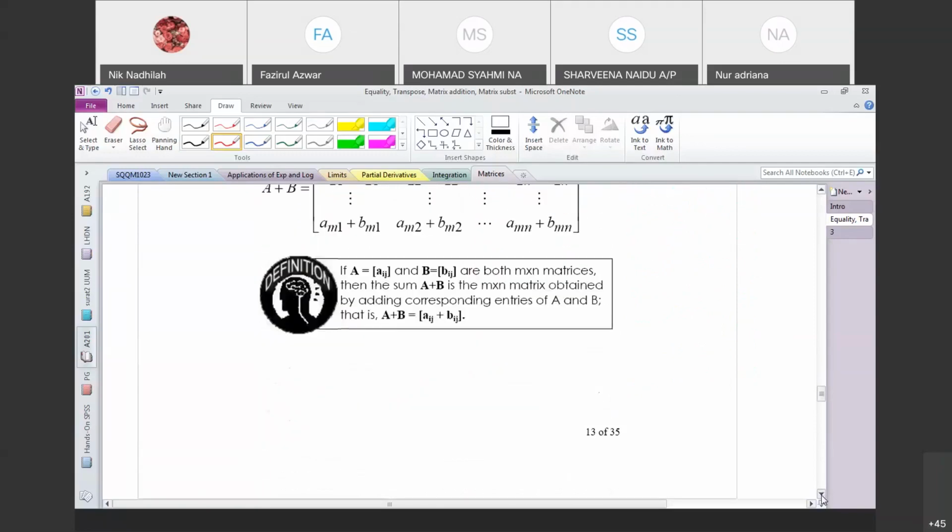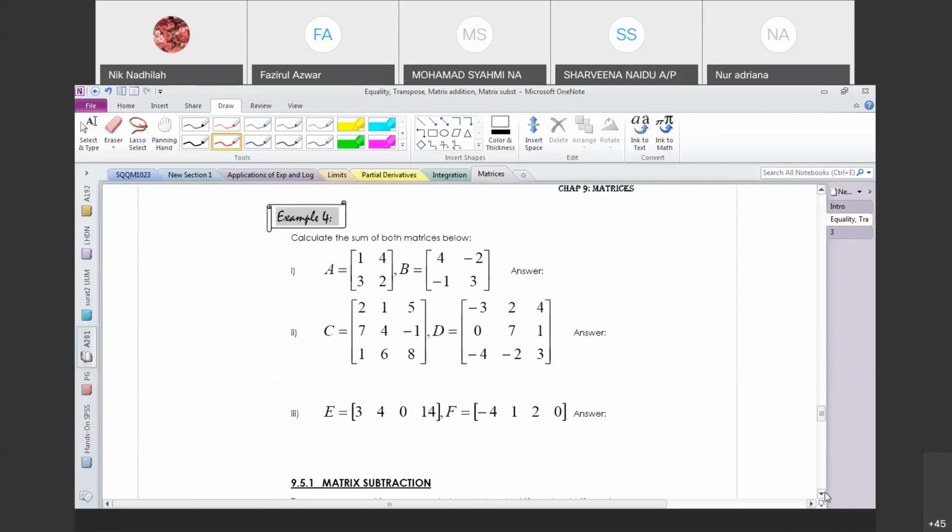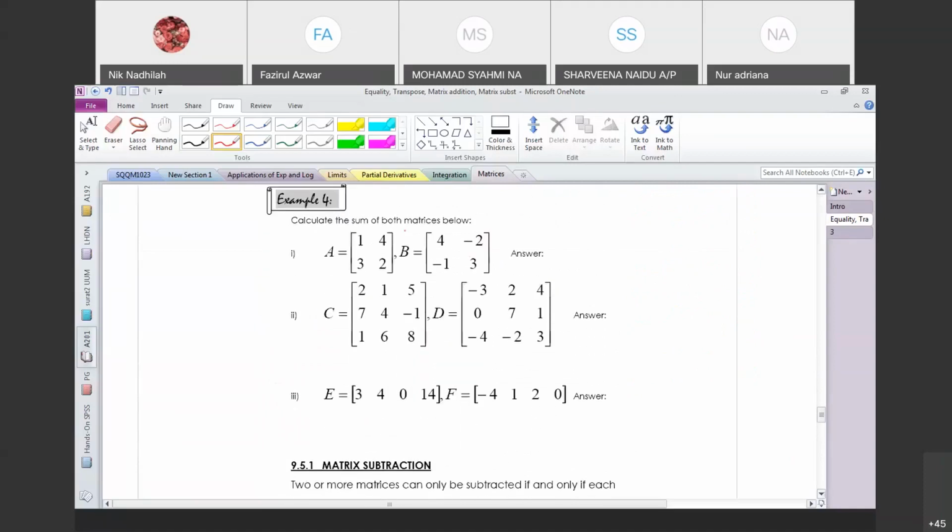Okay, let's look at some examples. Calculate the sum of both matrices below. As you can see, both are 2 by 2, right? So the addition is possible. The answer is, okay, 1 plus 4. So the first element will be 5.